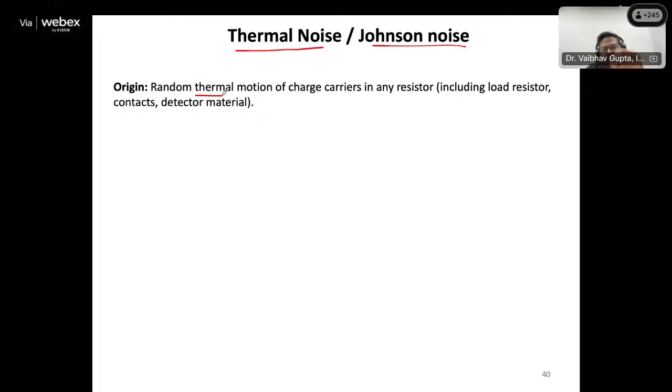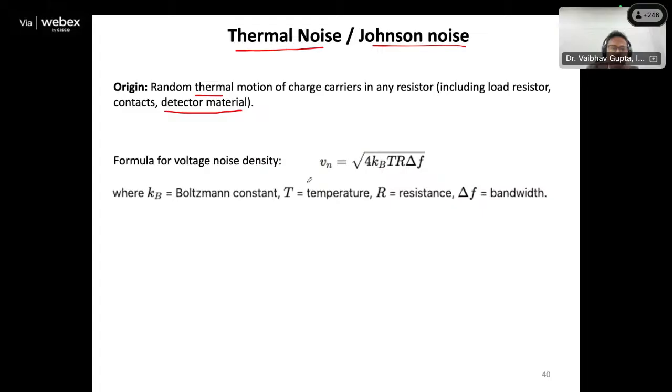Suppose you have a resistor of 50 ohm or 100 ohm, there will be thermal noise. If you have detector materials, silicon, indium gallium arsenide, you will definitely have thermal noise. So what is the formula for this thermal noise? The formula for thermal noise is 4 kB T R delta F, where delta F is the bandwidth, R is the resistance, T is the temperature, and kB is the Boltzmann constant.